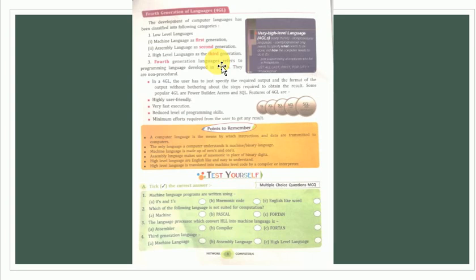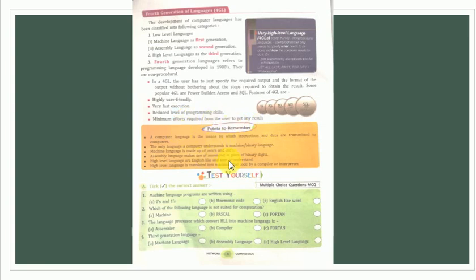In the fourth generation we will discuss how it is better than other languages. First, it is highly user friendly. Very fast execution: it executes the program very fast. It reduces the level of programming skills required. Last one is minimum effort required from the user to get any results.